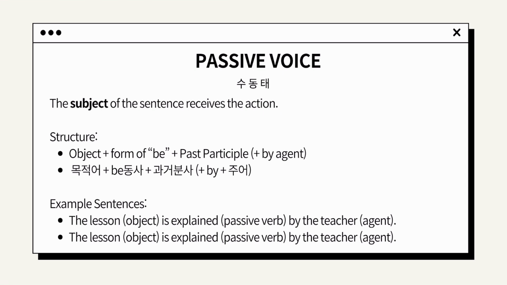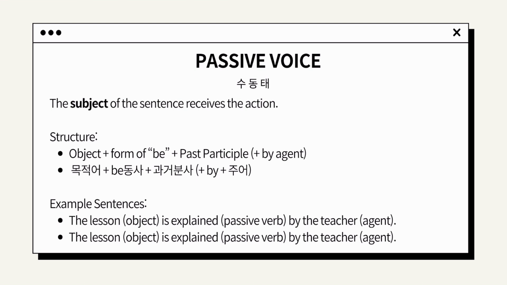Now we'll be learning about passive voice, which is also 수동태, and it's when the subject of the sentence is receiving the action. The structure is a bit more complicated than the previous one, active voice, but I'll explain right now. We begin with an object, and then we put the form of be and the past participle, and add the agent, which is also 주어. In this case as well, the example sentence is: the lesson is explained by the teacher.